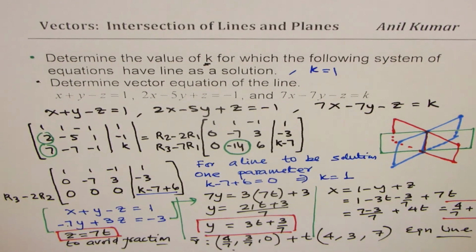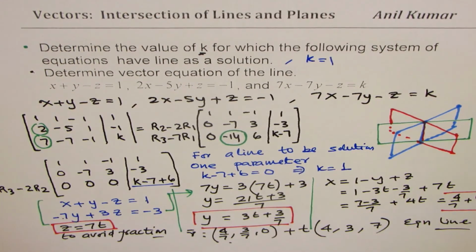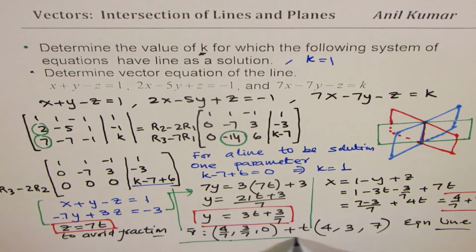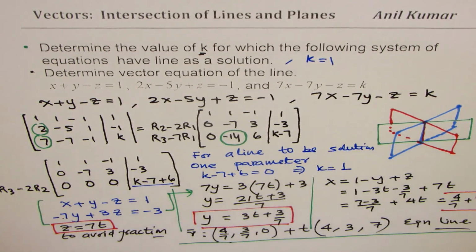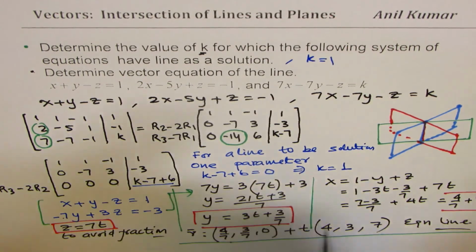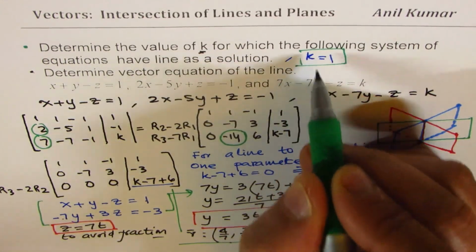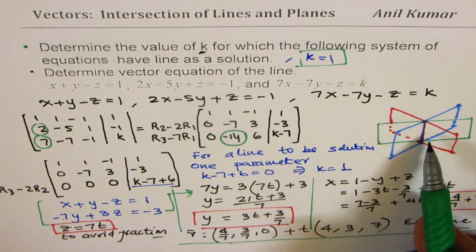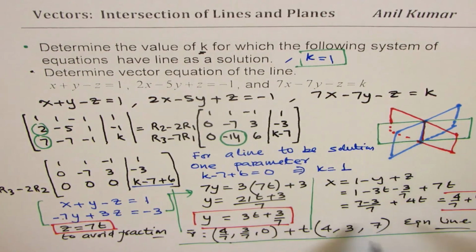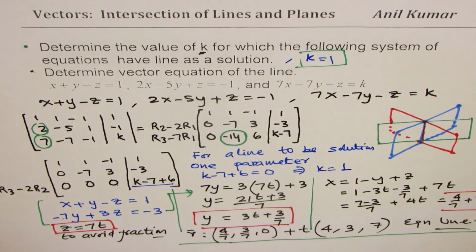That is how you can get the equation of the line of intersection of these three planes. I hope the steps are absolutely clear. For k equals 1, we have a condition where all three planes intersect in a line, and the vector equation of the line is as given here. I hope that makes sense.